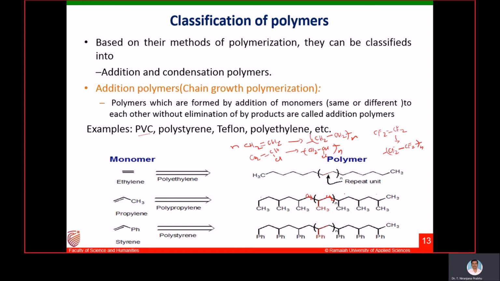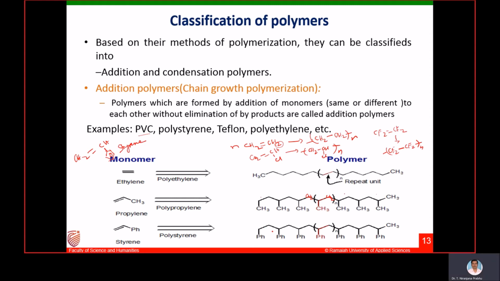Instead of one H, if it is replaced with the phenyl group, that is one benzene ring structure, it becomes polystyrene. So CH2=CH-C6H5 is styrene.